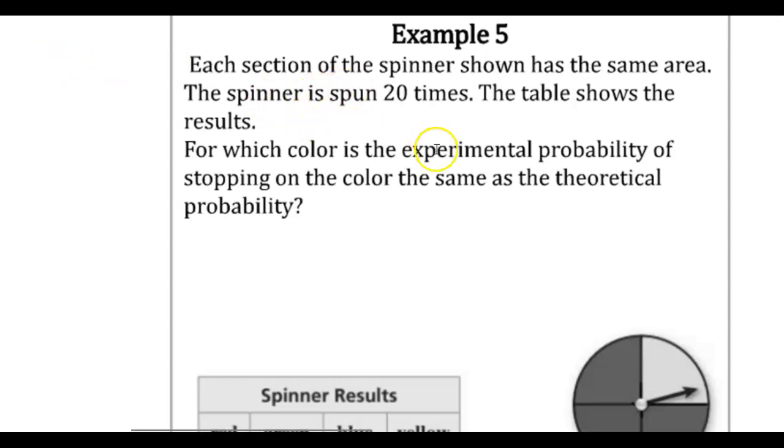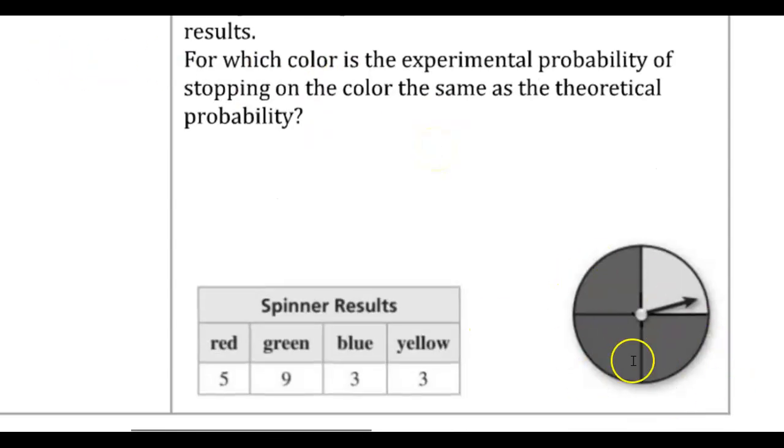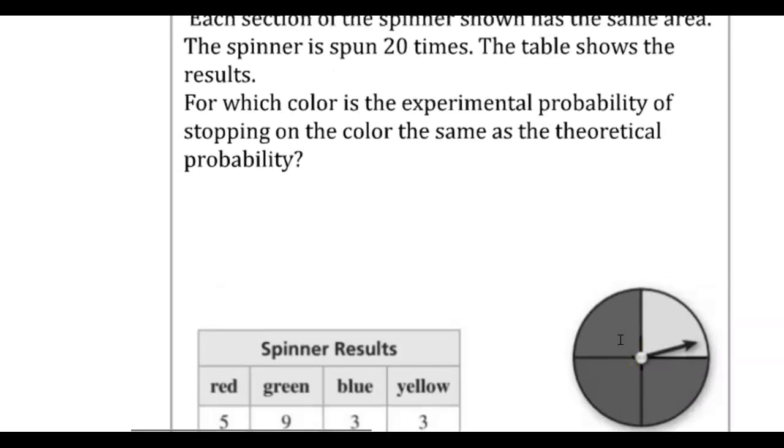Example 5 says we're spinning a spinner. So here's our spinner down here. These are 4 different colors. I know it's hard to tell, but inside the textbook, these are 4 different colors: yellow, red, green, and blue. So notice it's split in 4 equal sections.